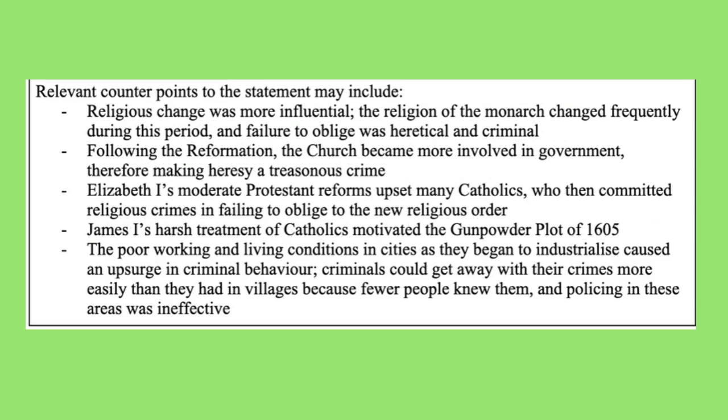If you chose to counter the statement, you might have argued that another factor was more important. So an example of that could have been religious change. You might have said that the religion of the monarch changed frequently during this period, and failure to oblige was heretical and criminal. And that would be a good opportunity to bring in other evidence about the Reformation, the role of church and government, and so on. Take a look at the rest of the points here, though, to see if there's anything you could have added to your answer.